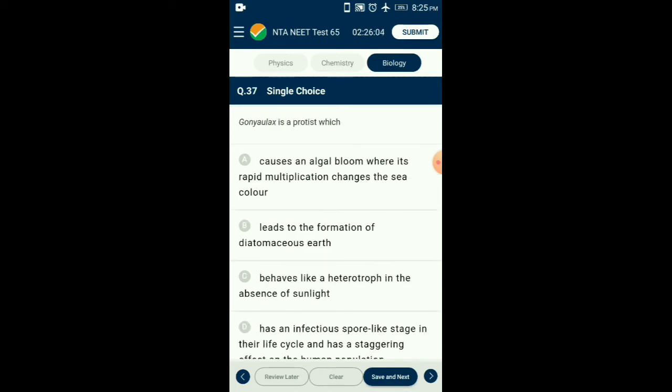Question number 37. Gonyaulax is a protist; red tide is caused due to the dinoflagellate Gonyaulax. During the favorable season, Gonyaulax multiplies rapidly, forming a huge mass which gives red color to water, known as red tide. It secretes a toxic substance called saxitoxin in water, which results in the death of a large number of marine fishes. So the answer for this question is option A, cause an algal bloom where its rapid multiplication changes the sea color.